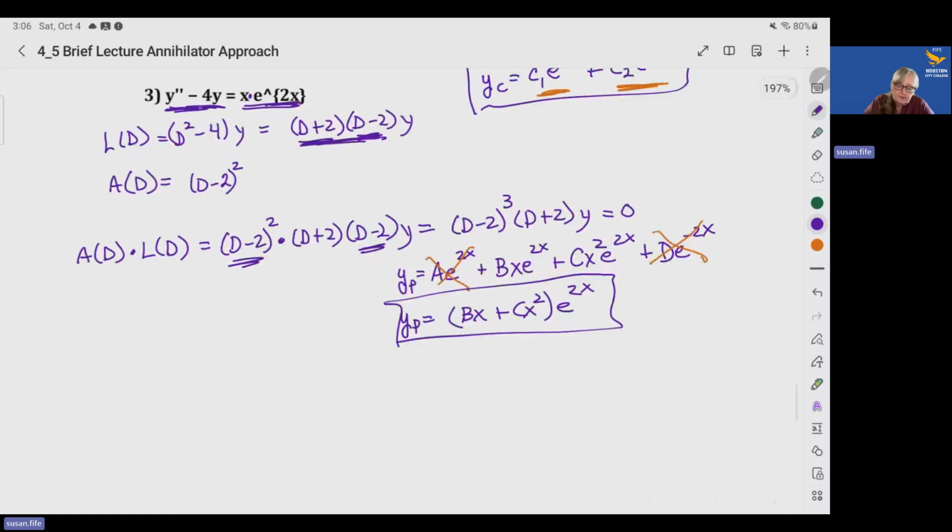And we'll substitute it in here. So my first derivative, I'll use the product rule. The derivative of bx plus cx squared is b plus 2cx. That's multiplied by e to the 2x, plus the derivative of e to the 2x is going to carry down a 2. And so I'm going to multiply what I have inside the parentheses by 2 to get 2bx plus 2cx squared times e to the 2x.